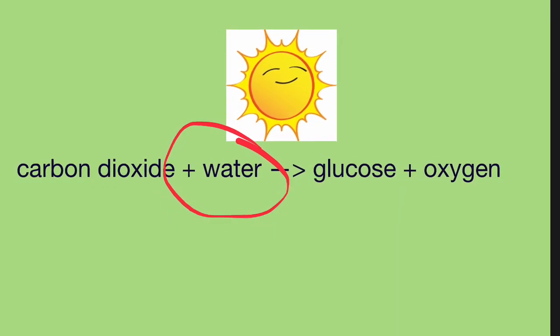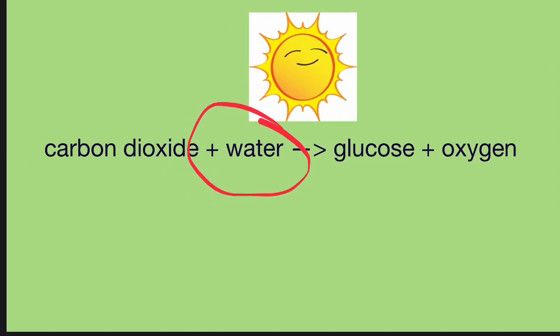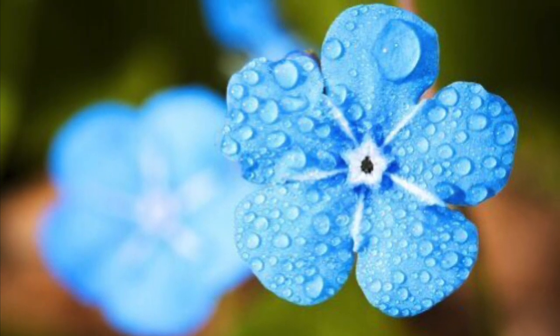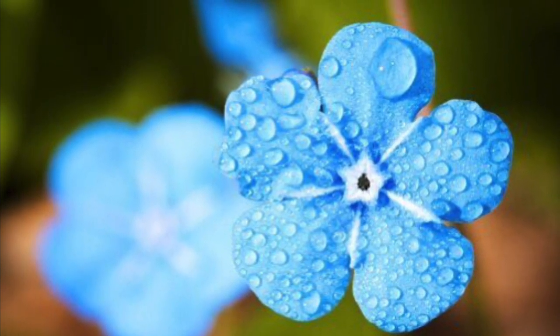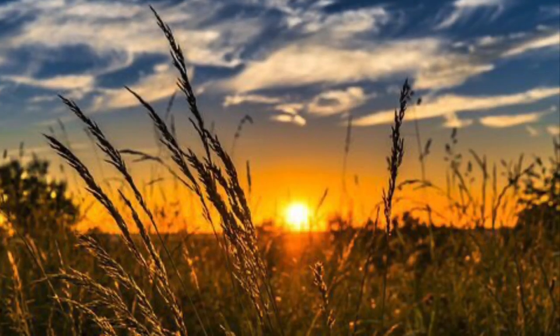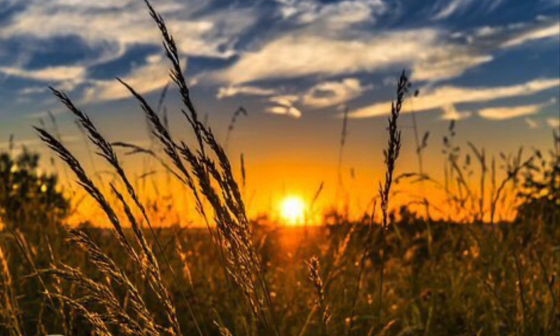The next limiting factor is of course going to be the other reactant, water. If the plant doesn't have enough water, it cannot photosynthesize. The less there is, the slower the rate will be. The next limiting factor is sunlight. During the winter, plants will photosynthesize much less than during the summer. At night, plants can't photosynthesize at all.